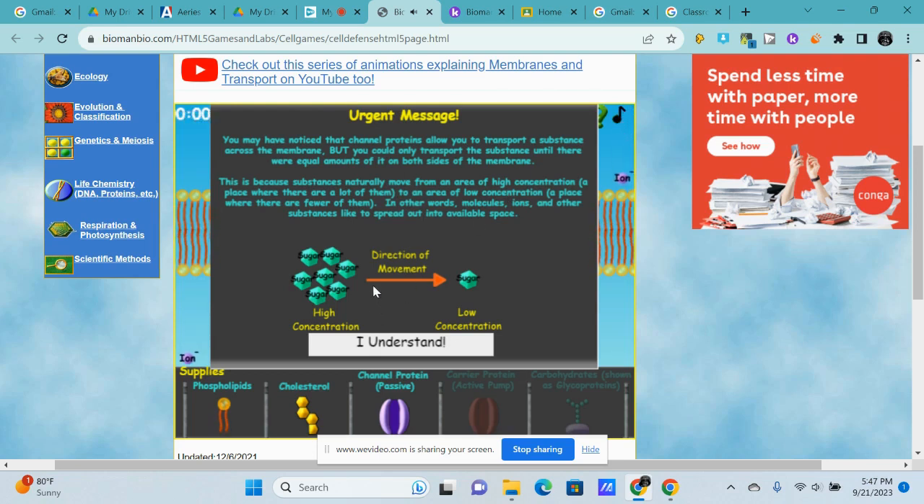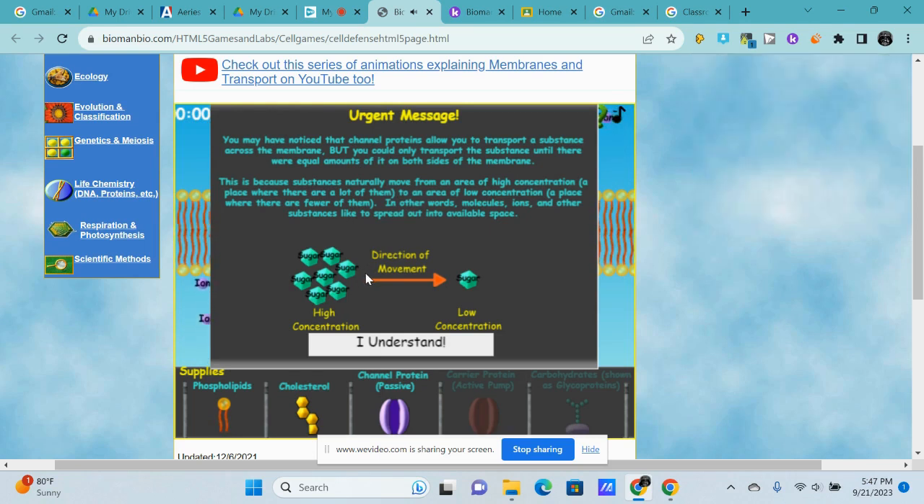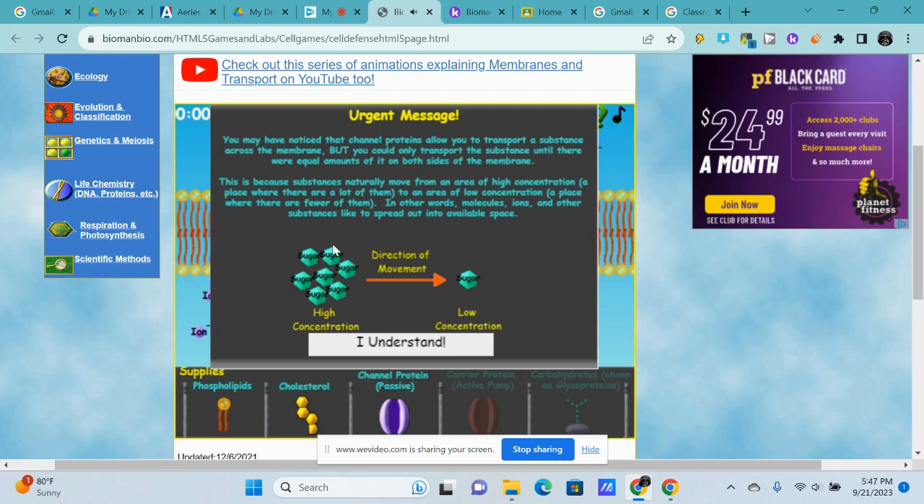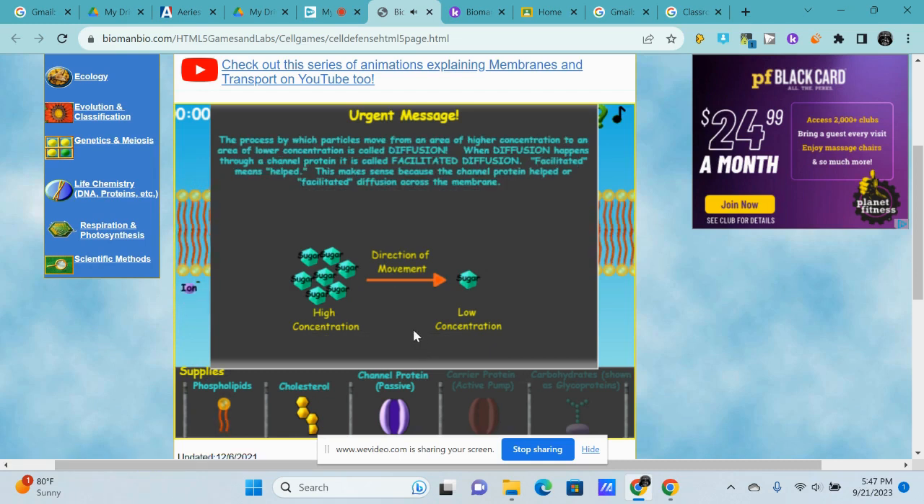So remember, in passive transport, like diffusion and facilitated diffusion, I know you don't know what all these are, things move from where they're in high concentration, a lot of them, to where they're in low concentration, very few of them. And we're going to go over this a lot more.